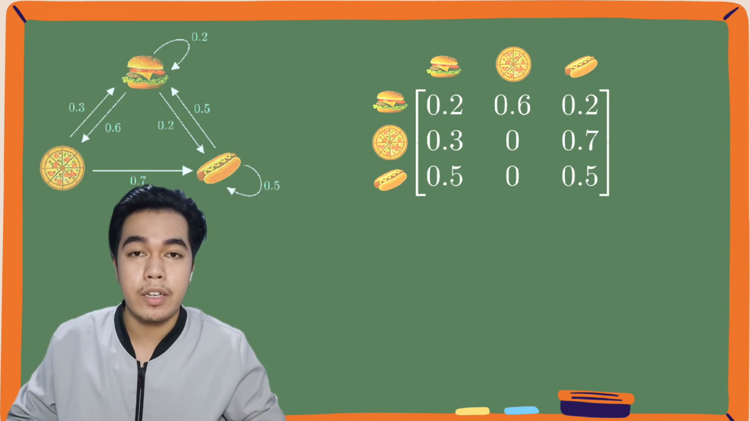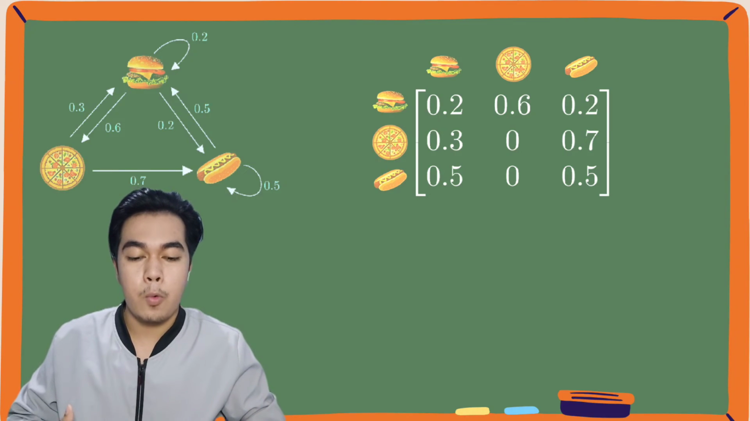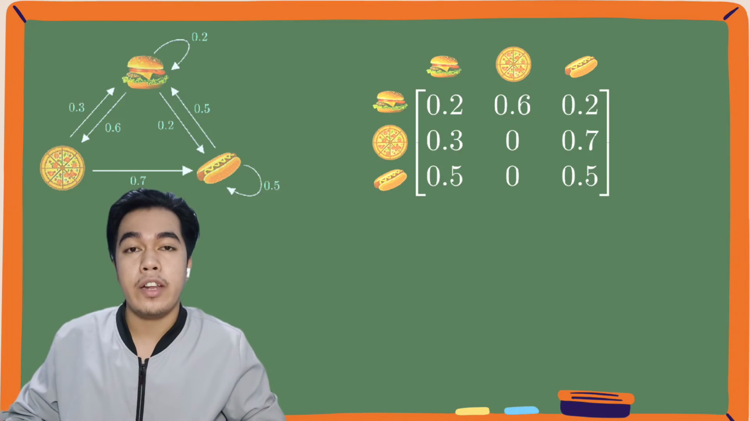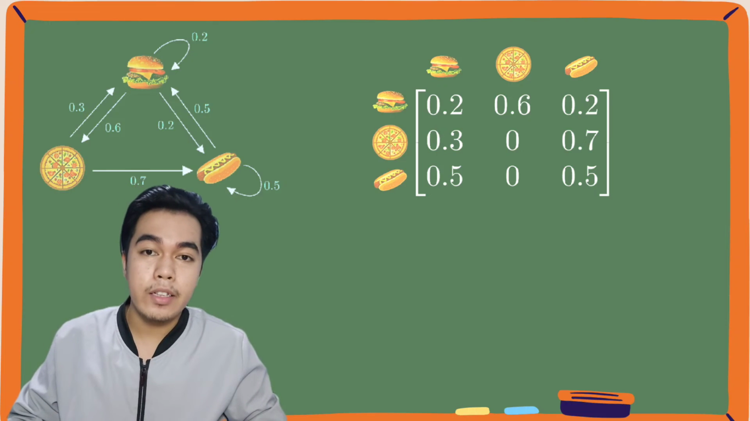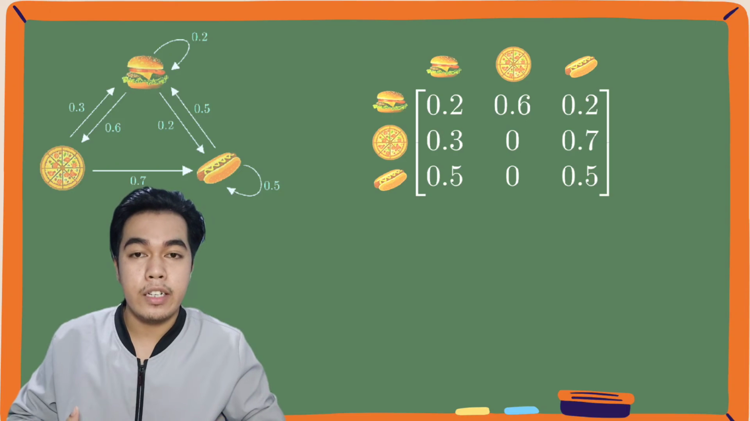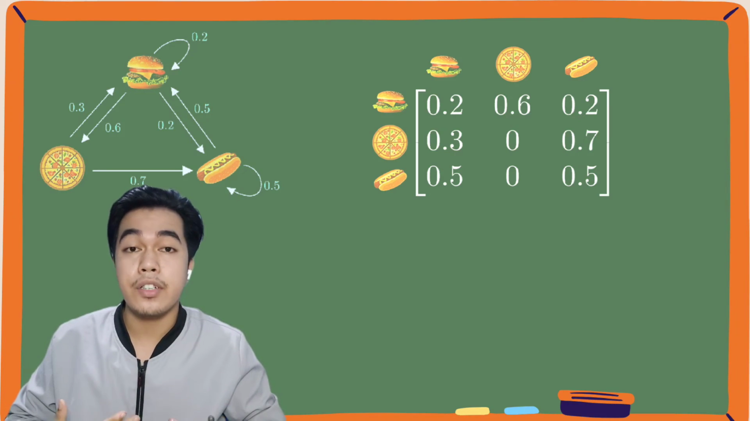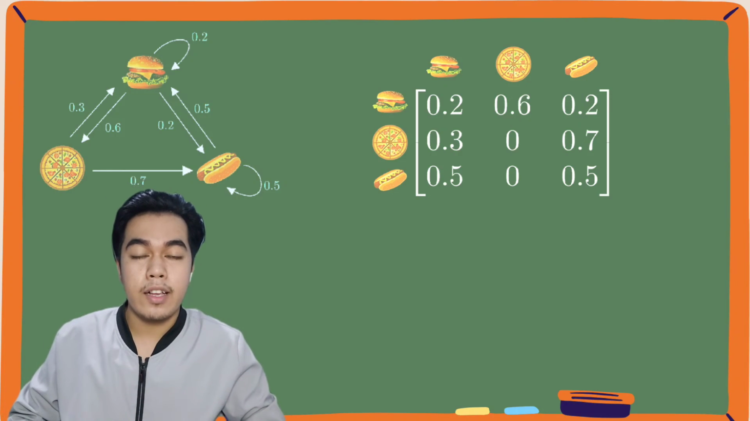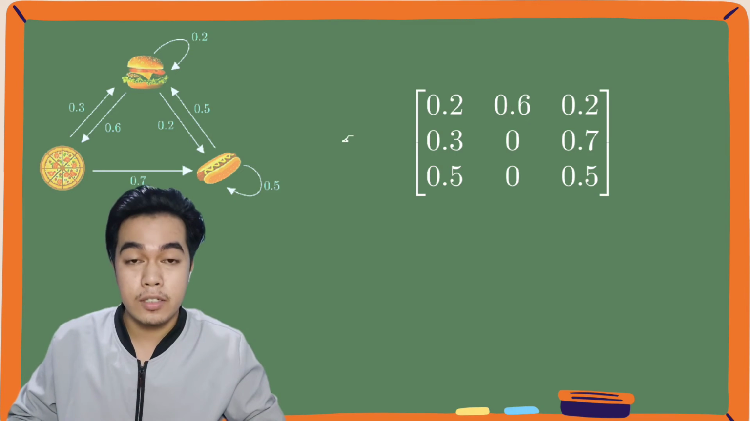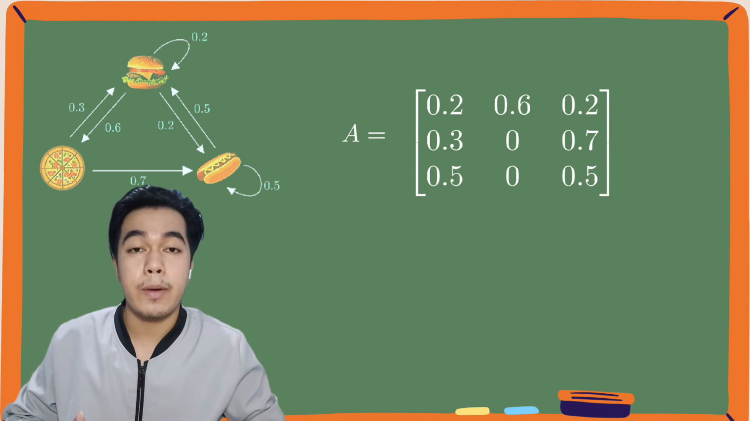The elements in the matrix just denote the weight of the edge connecting the two corresponding vertices. For example, the element in the second row and the first column denotes the weight, or the transition probability, from pizza to hamburger. If an element is 0, then it just means that there's no edge between the two vertices. This matrix is also called the transition matrix. Let's denote it by A.